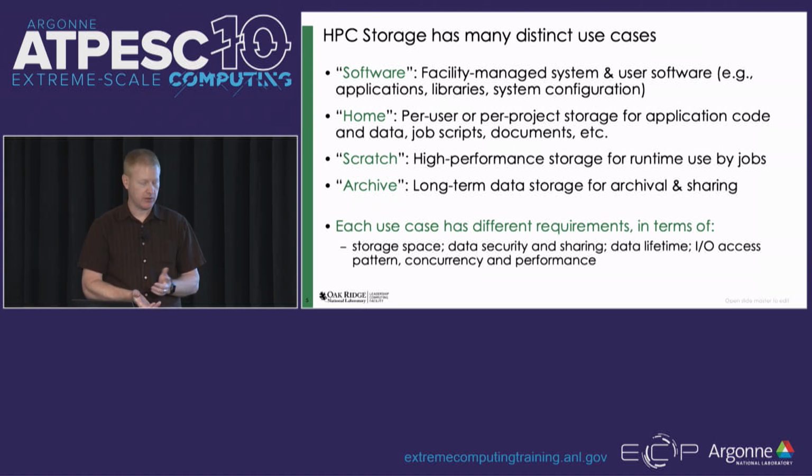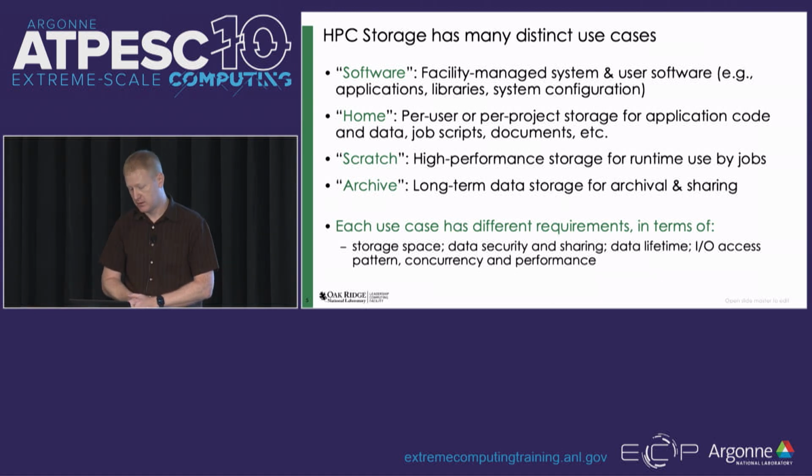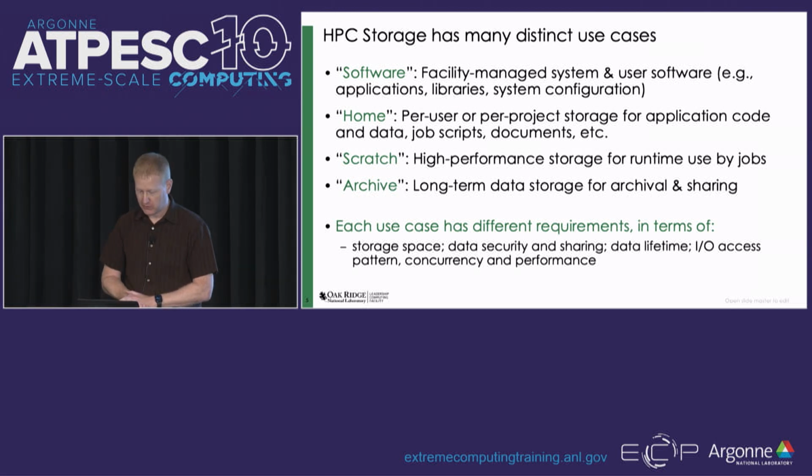And then we have Scratch, which is what Phil was talking about before with the parallel file system. So basically, this is the high-performance storage system for runtime use by jobs and parallel applications. And finally, Archive is where you put your data when you know you want to keep it and you know you want to keep it for a long time. And this is primarily for archival purposes, for meeting DOE mandates, for example, and also for sharing purposes.